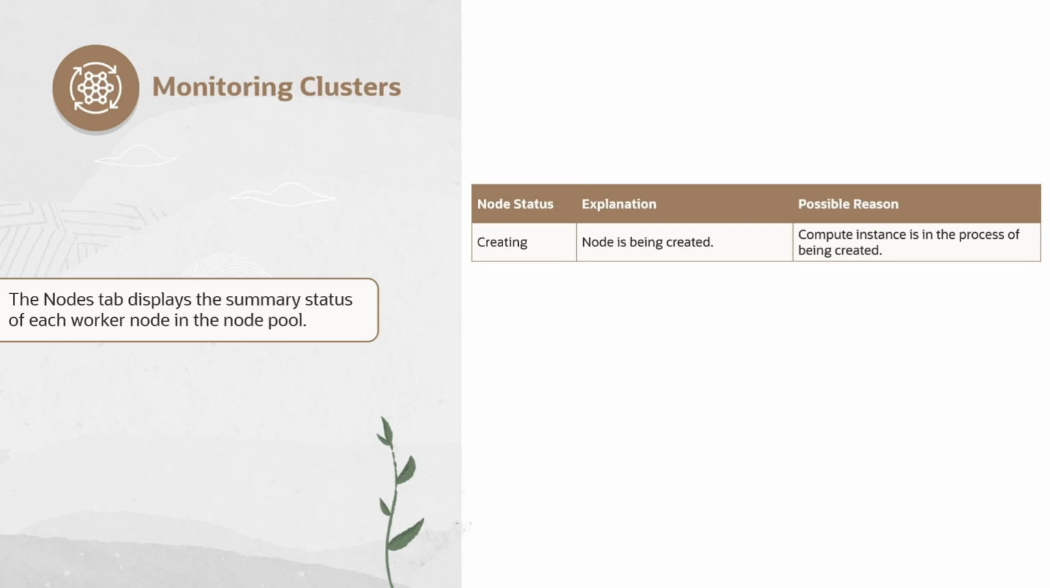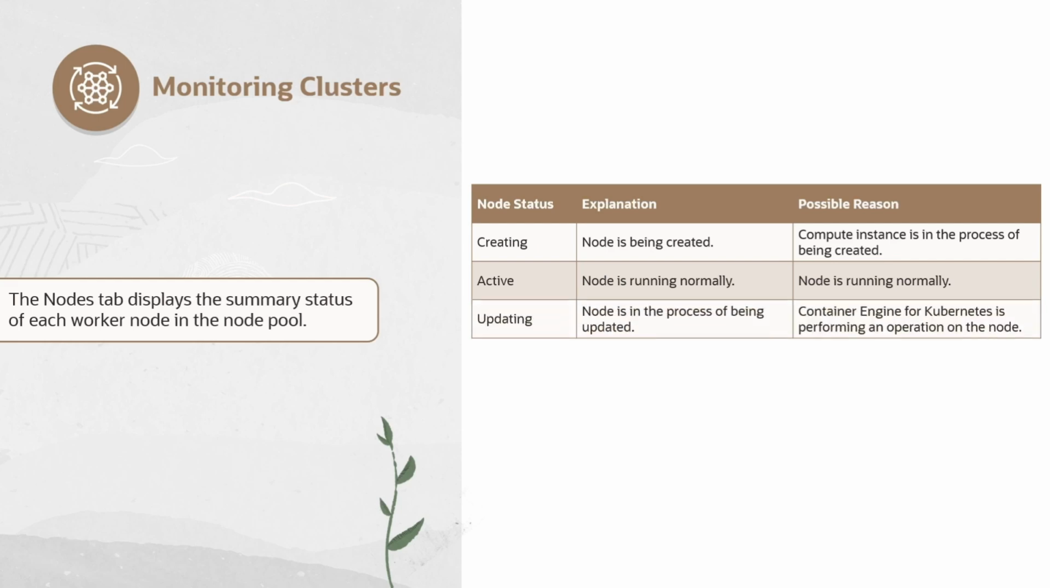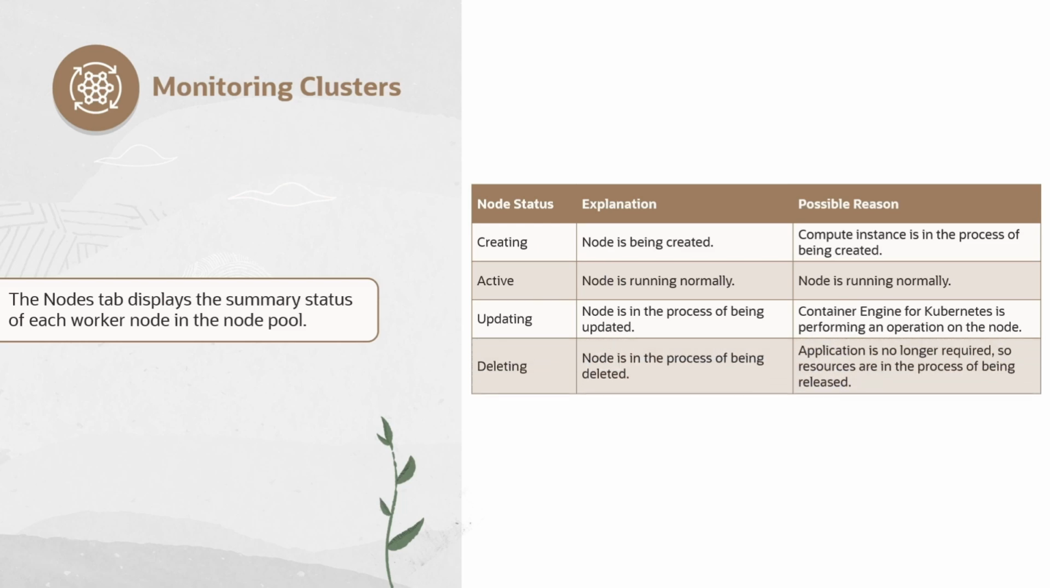Creating indicates that the node is currently being created, with the compute instance in the process of being generated. Active indicates a healthy state where the node is running normally, performing its assigned tasks. Updating is where the node is in the process of being updated, often initiated by operations from Container Engine for Kubernetes. Deleting means the node is undergoing deletion, releasing resources as the application is no longer required.